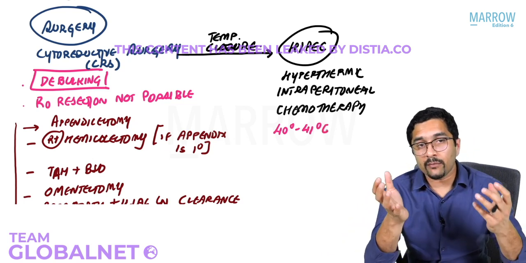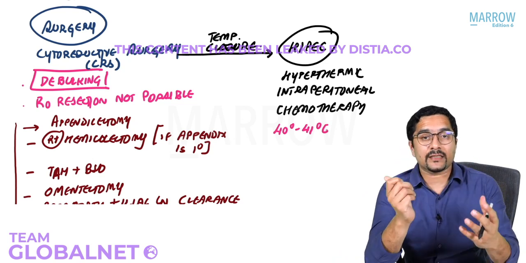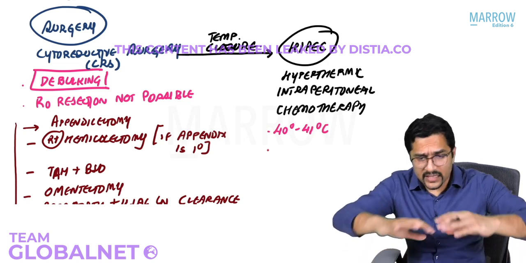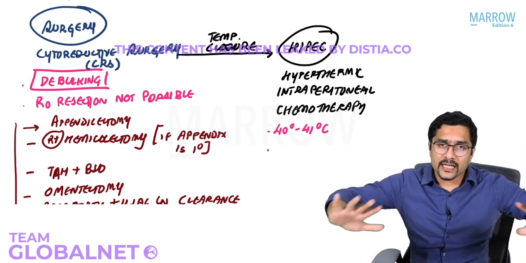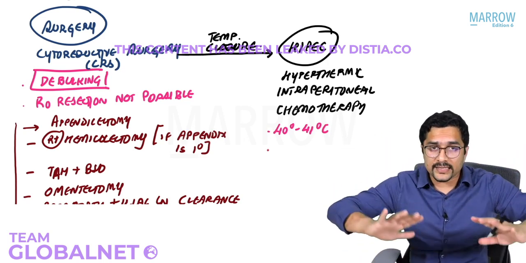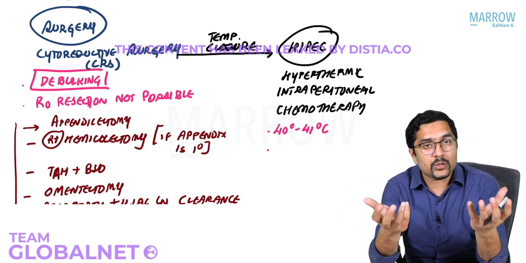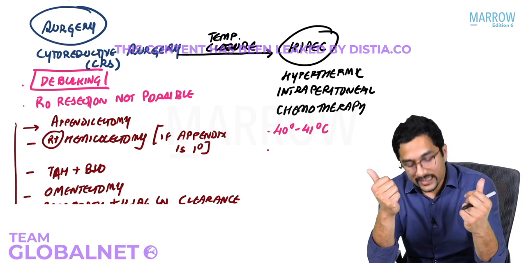Why are we heating it up? Because it increases the efficacy, right? It acts in a better manner. And why are we giving it locally? So that it can clear the local disease, it can control the local disease. Whatever we've not been able to surgically remove, that it can take care of.